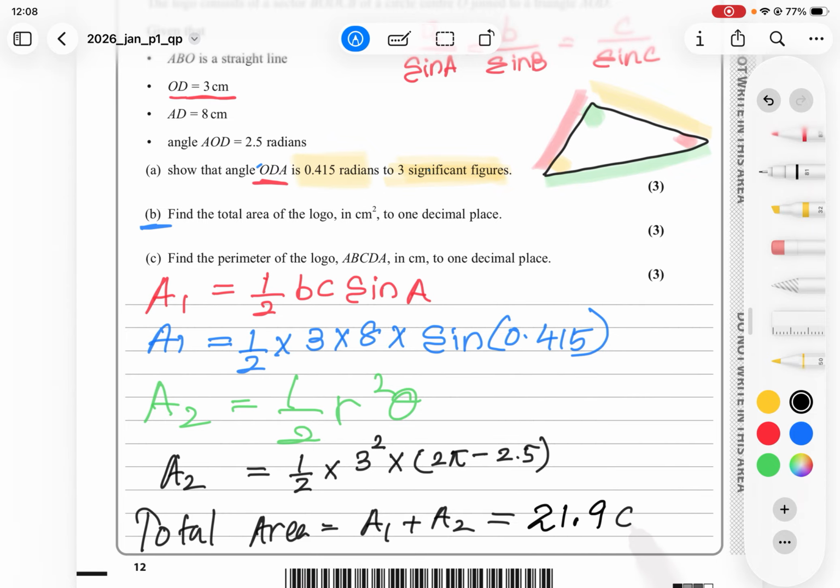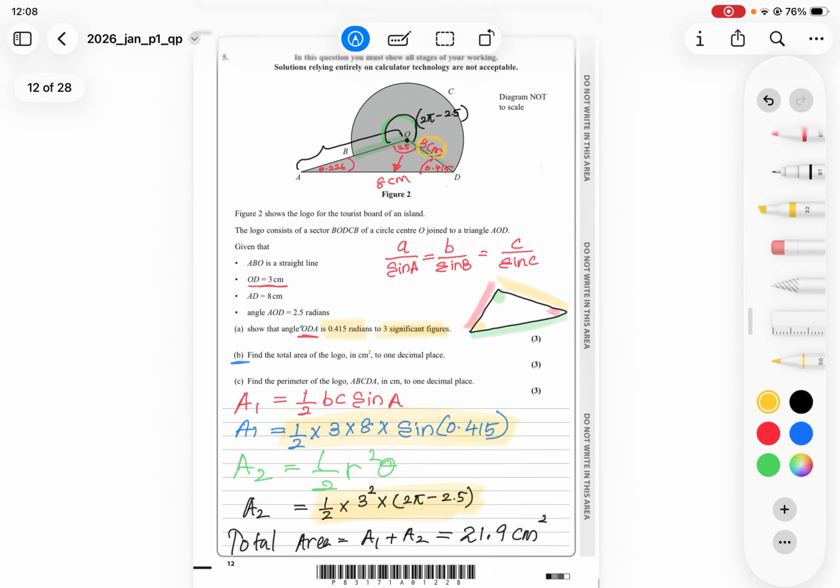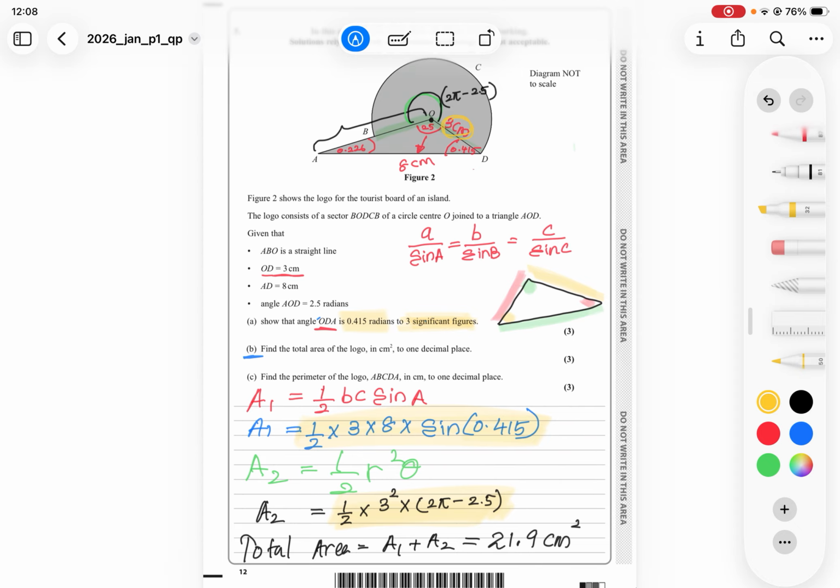I'll leave the calculation on the calculators to you. So this is the concept. We have this area, we have this area, and we have to add both of them to get the total area. So that is the answer for part B. Okay, now let's go to part C.